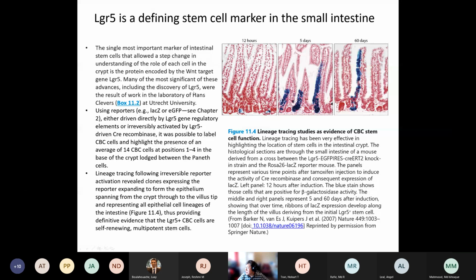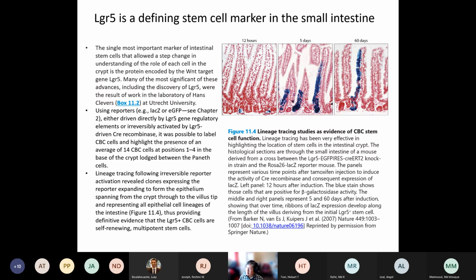Okay, so here on this slide, I'm going to tell you something about lineage tracing. So that's the definite evidence of the presence of stem cells and how the stem cells give rise to the rest of the cells in the epithelial lining of the small intestine.